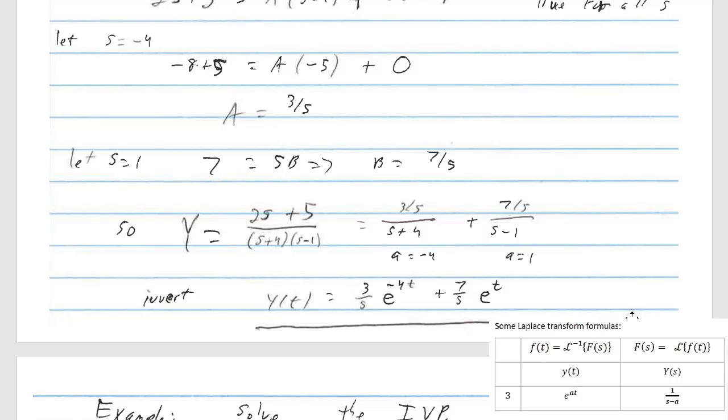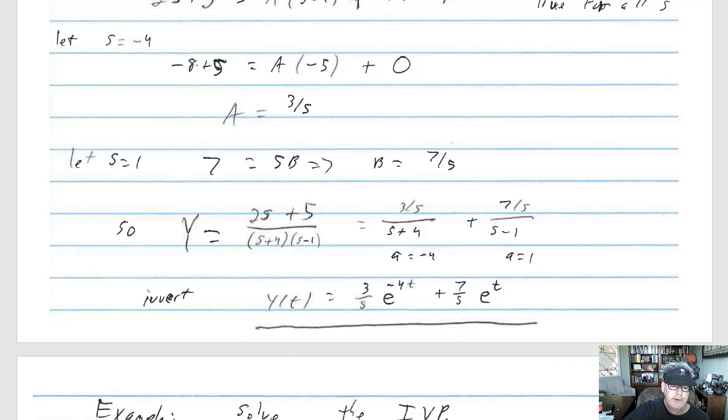And you can see A is negative 4 for the first fraction. So I get 3/5 e to the negative 4t. A is 1 for this one, so I'll get 7/5 e to the 1t. And that would be the answer.